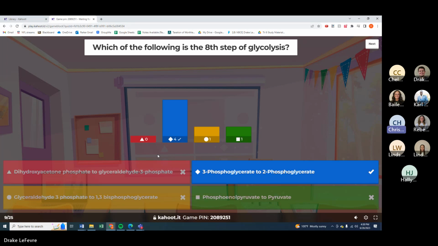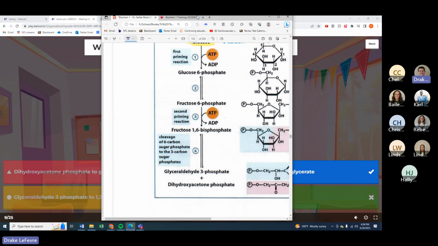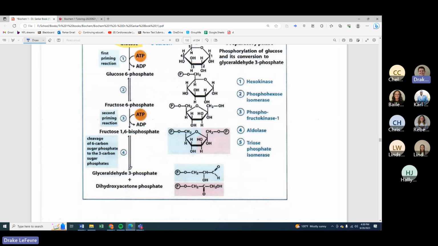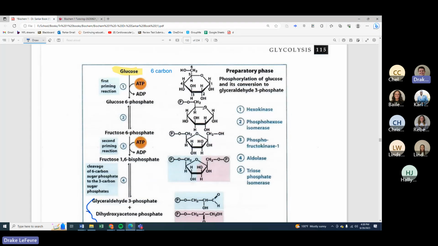Pre-phase and payoff phase. Yeah, we have the pre-phase, or the priming phase, and then the payoff phase. The priming phase is going to be the first couple of steps, and you can think of the formation of glyceraldehyde 3-phosphate as our cutoff between those two. If we remember, getting from glucose to glucose 6-phosphate, fructose 6-phosphate, fructose 1,6-bisphosphate, to our glyceraldehyde 3-phosphate and our DHAP, getting to this point right here is our priming phase, our preparatory phase.